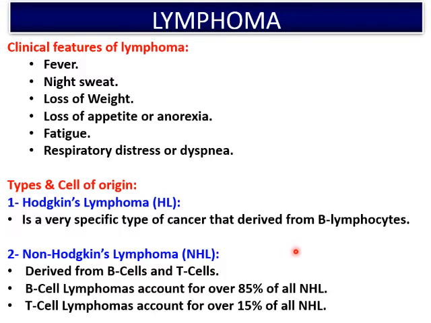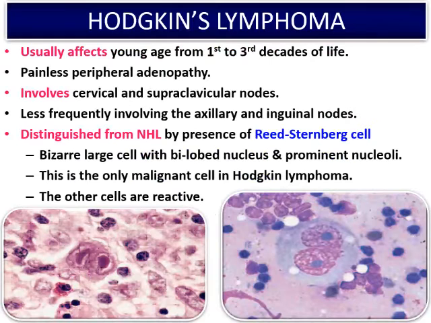Non-Hodgkin lymphoma arises from B or T lymphocytes, but B lymphocyte is the most common. B lymphocyte lymphoma accounts for about 85% of non-Hodgkin lymphoma. Only 15% of non-Hodgkin lymphoma arises from T lymphocytes. So all cases of Hodgkin lymphoma arise from B lymphocytes, while in non-Hodgkin lymphoma, 85% arise from B lymphocytes and only 15% arise from T lymphocytes.